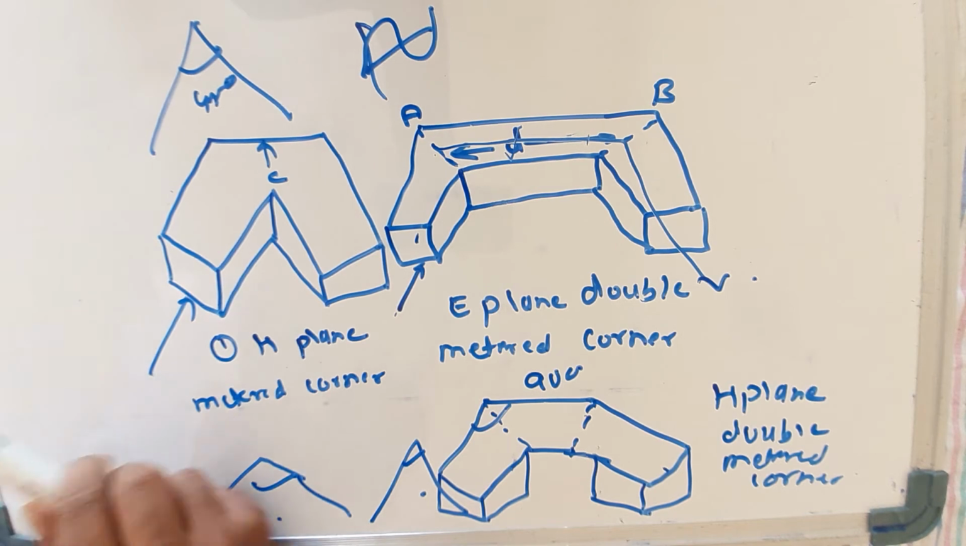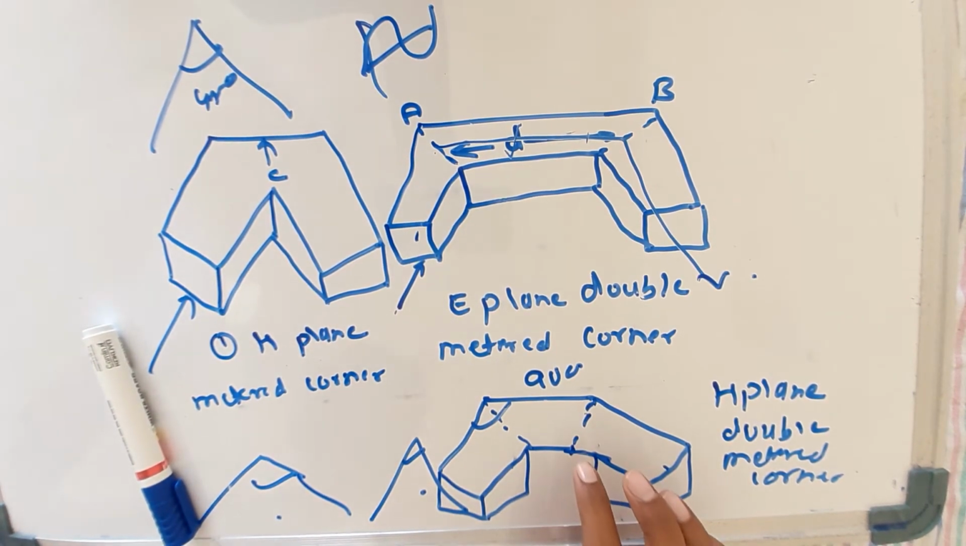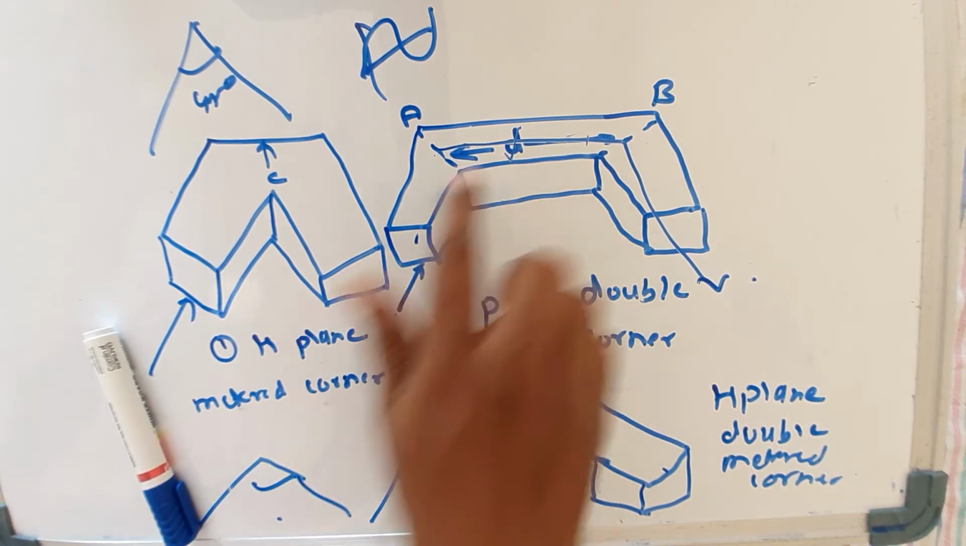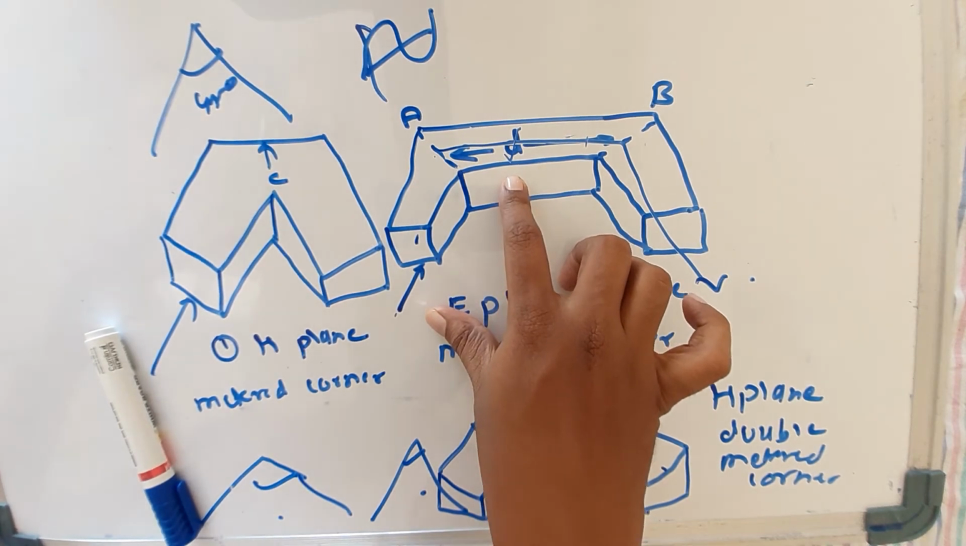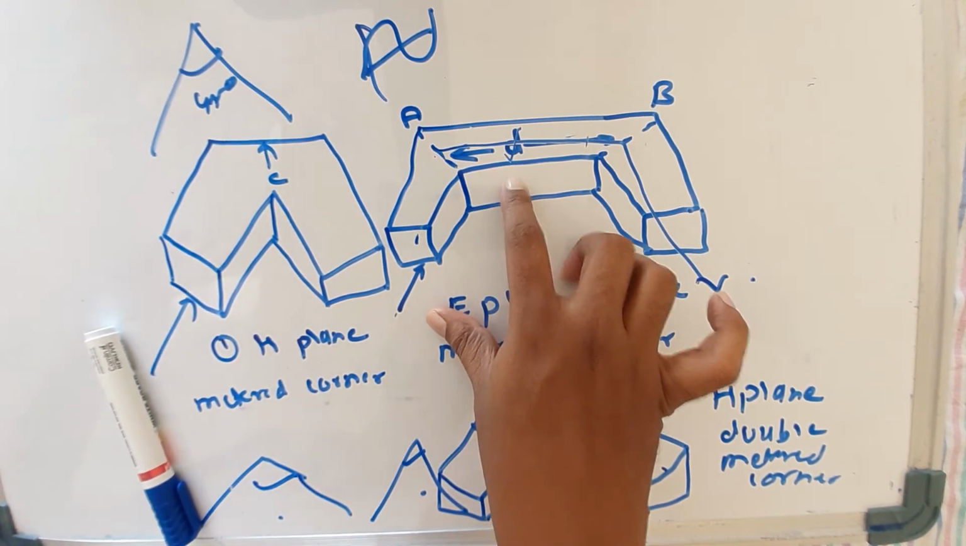H plane double miter reflections will take place. In this corner both the inside and outside walls are cut, and the thickness of the cut is the same as that of the straight portion of the waveguides. If the dimension D is made a quarter of the guide wavelength, the reflections from the two cut corners get cancelled, but it makes the corner frequency sensitive.